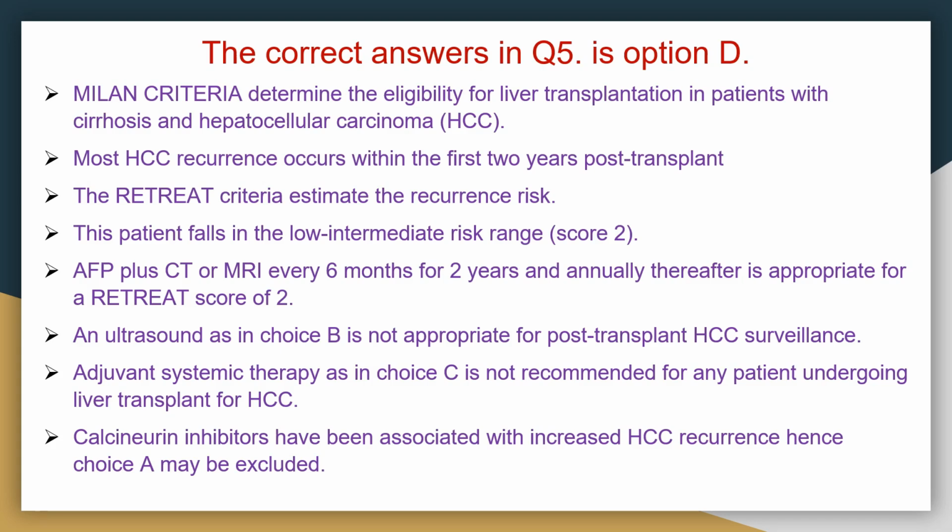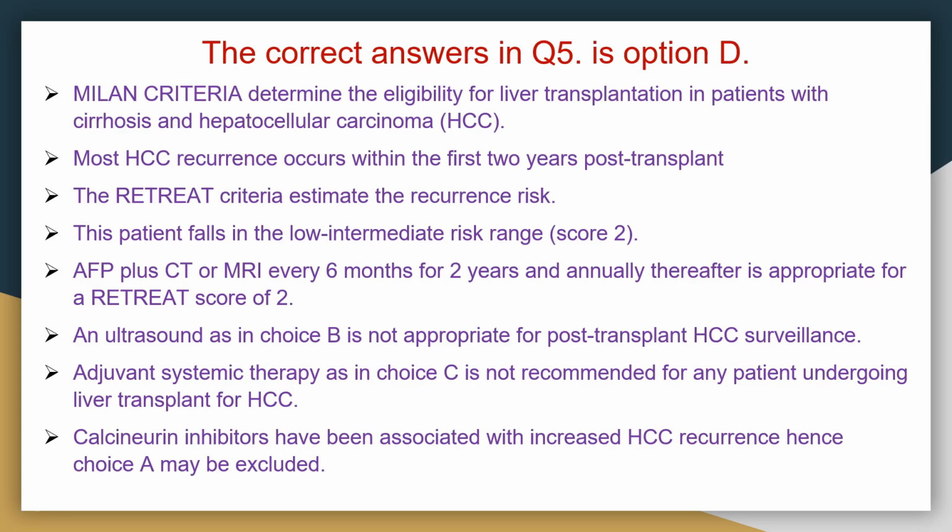The given patient falls in the low to intermediate risk range. The surveillance strategy may vary slightly center to center, but alpha-fetoprotein plus imaging with CT or MRI every 6 months for 2 years and annually thereafter is appropriate for patients with a RETREAT score of 2.